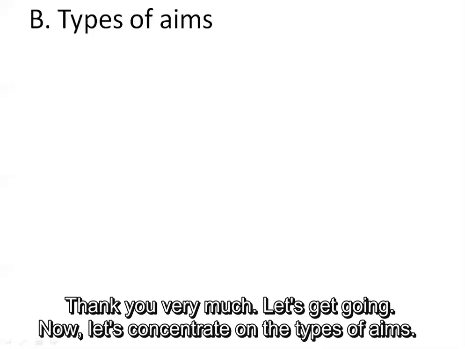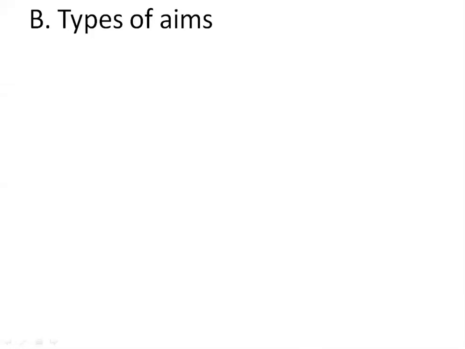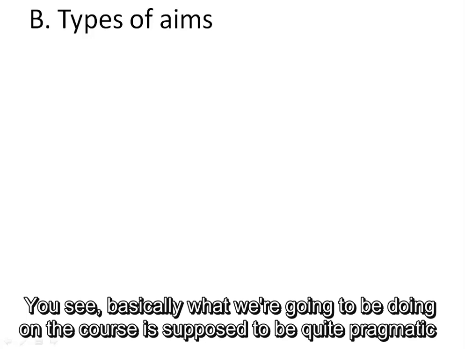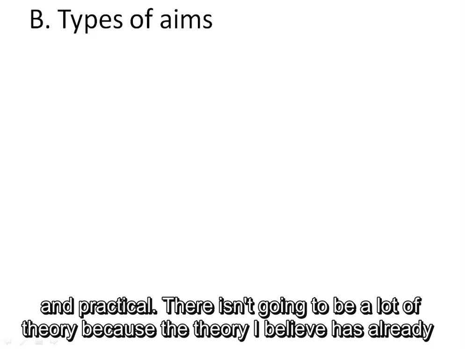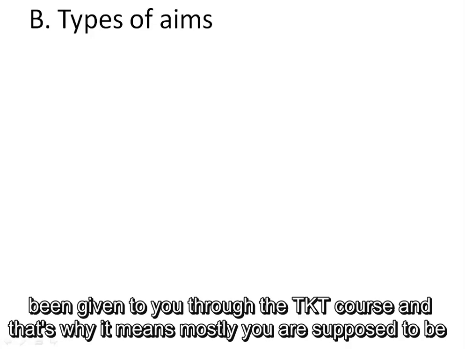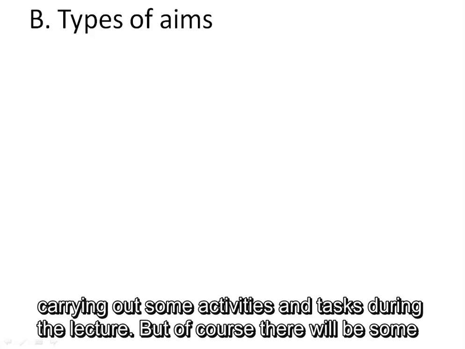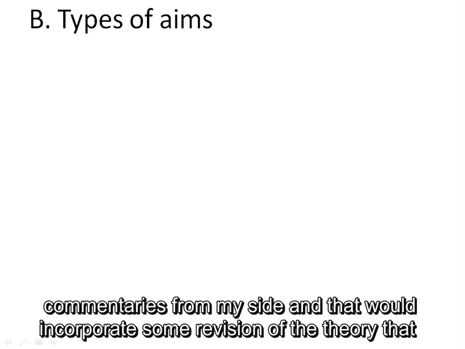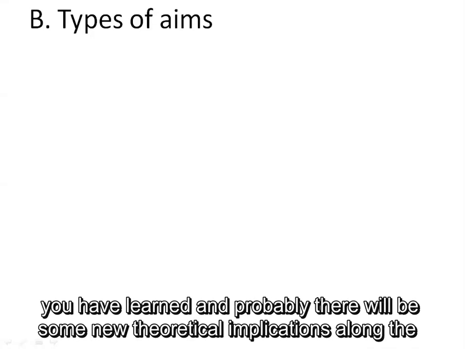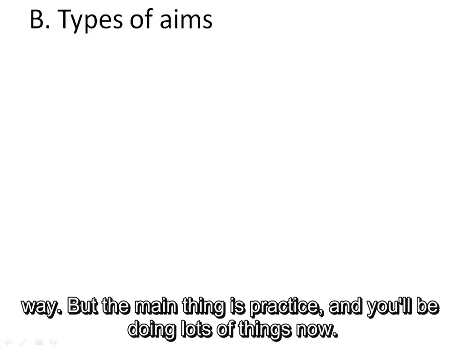Now, let's concentrate on the types of aims. You see, basically, what we're going to be doing on the course is supposed to be quite pragmatic and practical. There isn't going to be a lot of theory, because the theory, I believe, has already been given to you through the TKT course. That's why mostly you are supposed to be carrying out some activities and tasks during the lecture. But of course, there will be some commentaries from my side, and that would incorporate some revision of theory that you have learned, and probably there will be some new theoretical implications along the way. But the main thing is practice, and you'll be doing lots of things now.